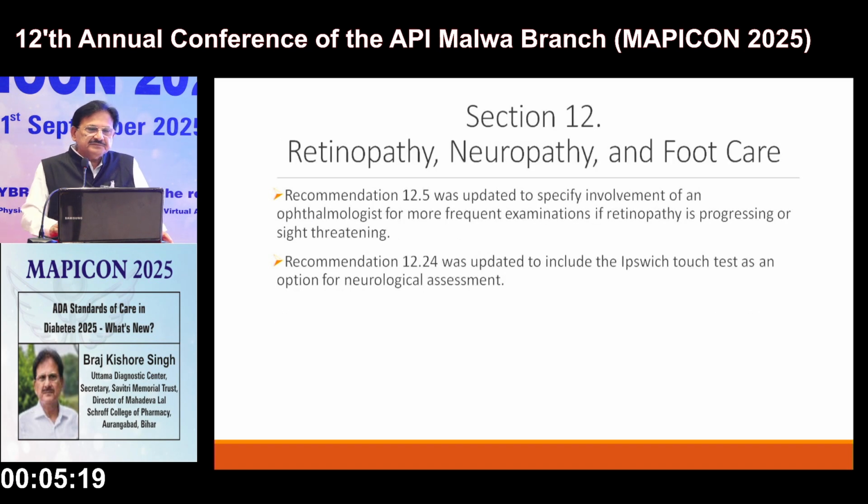In retinopathy and neuropathy, nothing more important, but the retinal examination must be frequent to rule out diabetic retinopathy. And similarly, you can use your hand as a screening for diabetic neuropathy, because if you do not have a monofilament, don't worry, you can use your fingertip as an Ipswich test as an option for the neurological assessment.